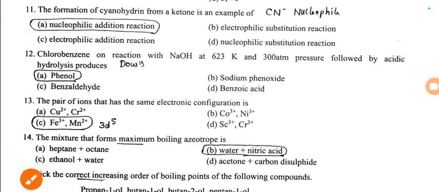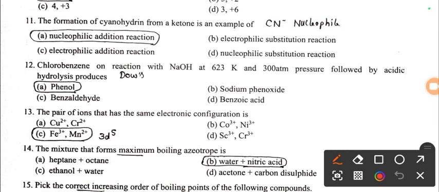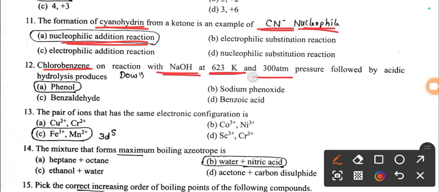11th question, the formation of cyanohydrin from a ketone is an example of. Cyanohydrin formation involves the cyanide ion, which is a nucleophile, so it is a nucleophilic addition reaction. Chlorobenzene reacts with sodium hydroxide at 623 Kelvin and 300 atmosphere followed by acidic hydrolysis to give phenol, and it is the Dow process. Now the pair of ions that has the same electronic configuration is Fe3+ and Mn2+, both have d5 electronic configuration.